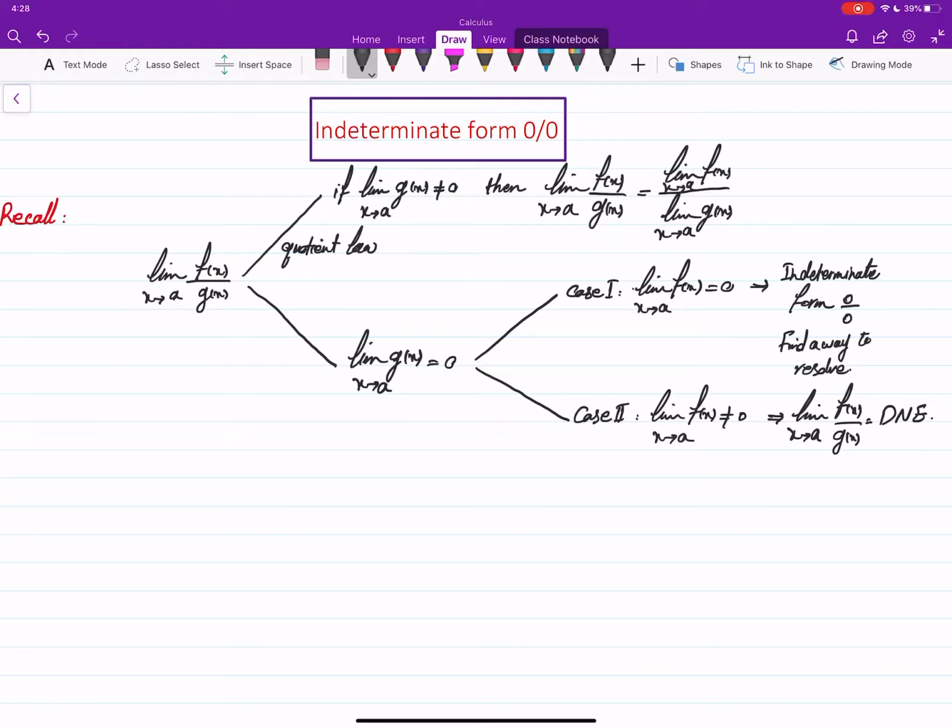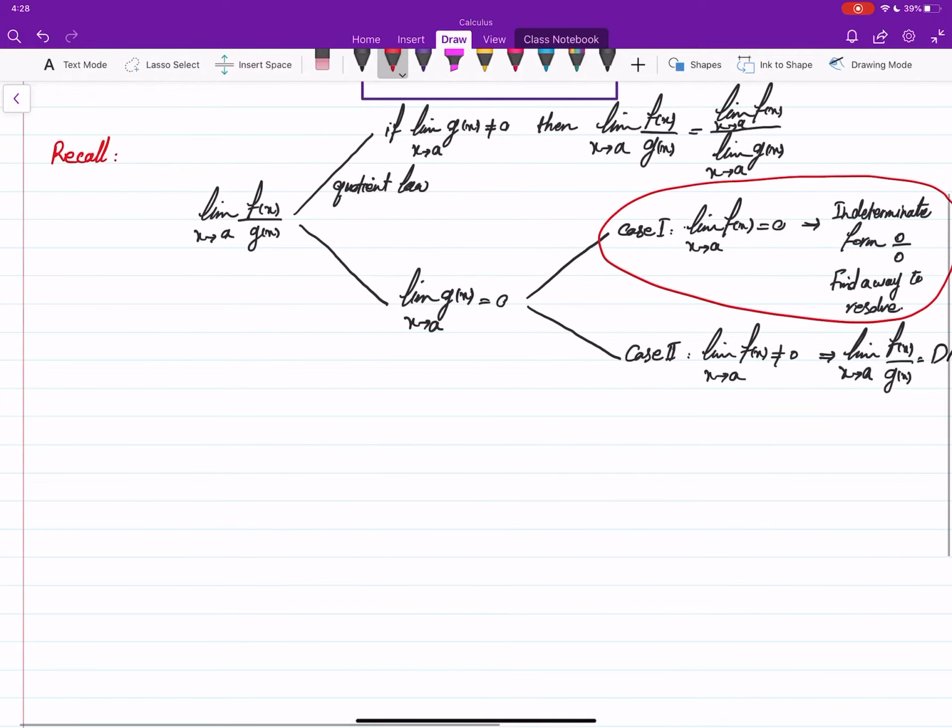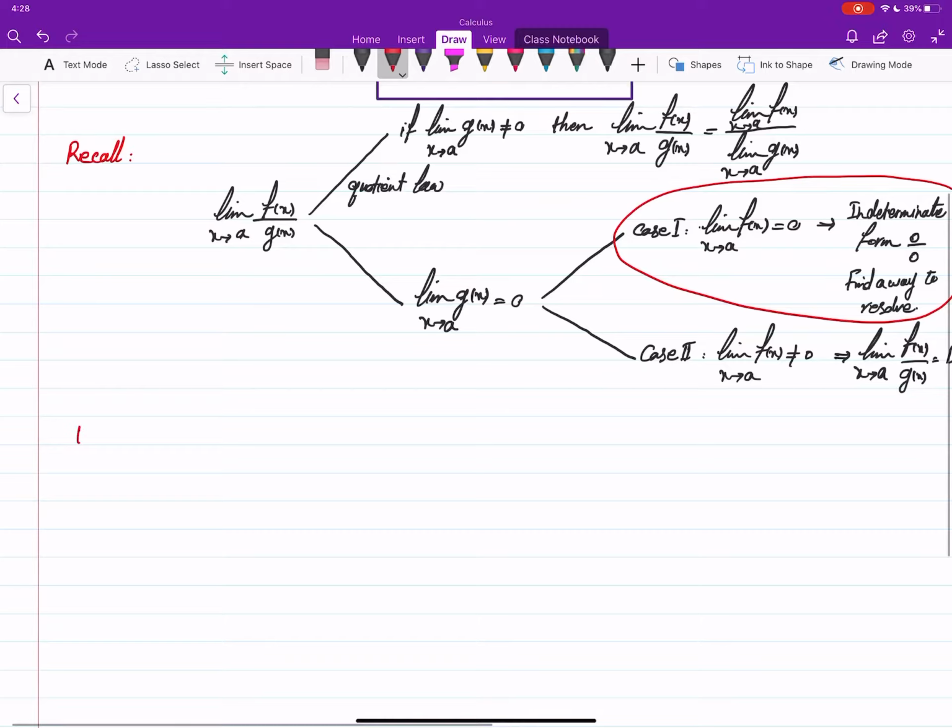Actually, this we will discuss in detail in another video. This is an infinite limit and it has its own work that we will do in another video. But in this video, we will just work on this piece, when the limit of the numerator is 0 and the limit of the denominator is also 0. What shall we do in this case? Limit of numerator is 0, limit of the denominator is 0.